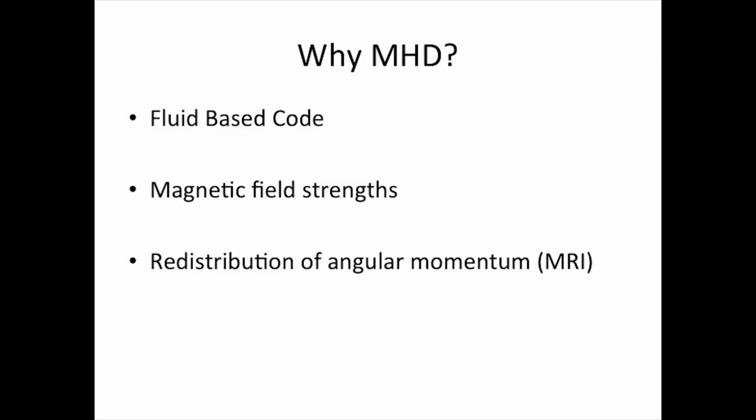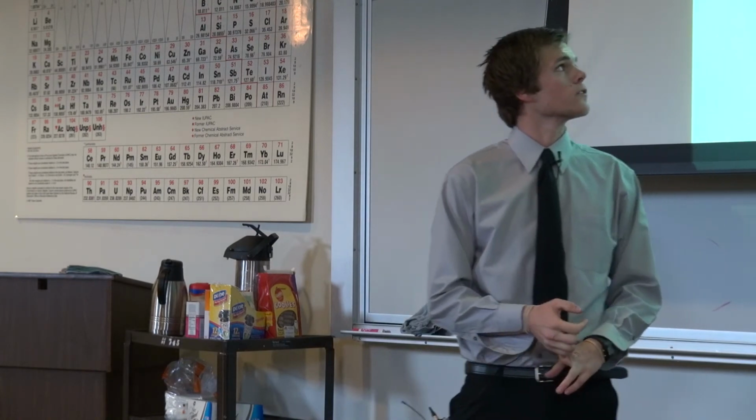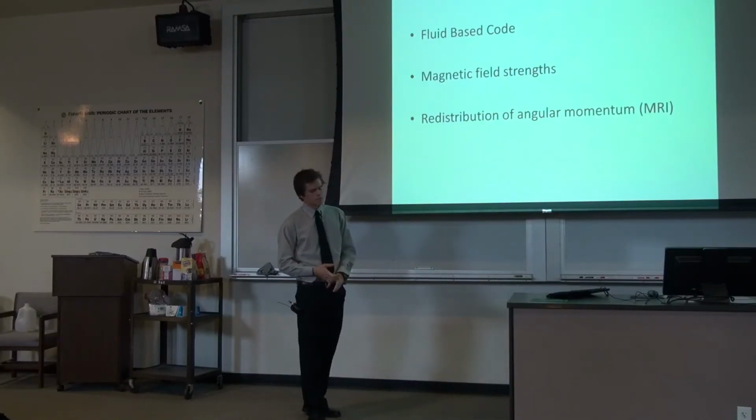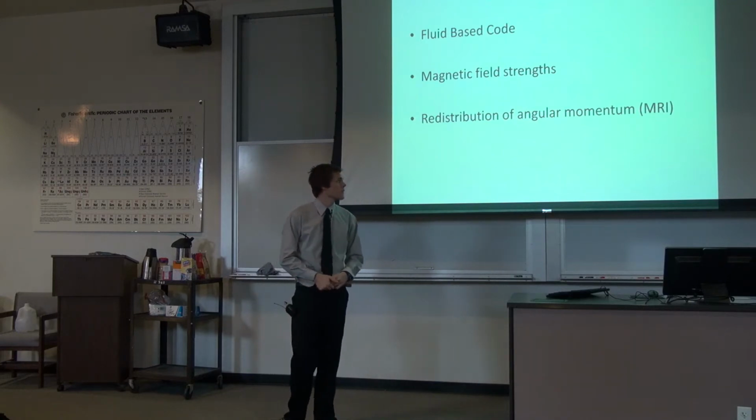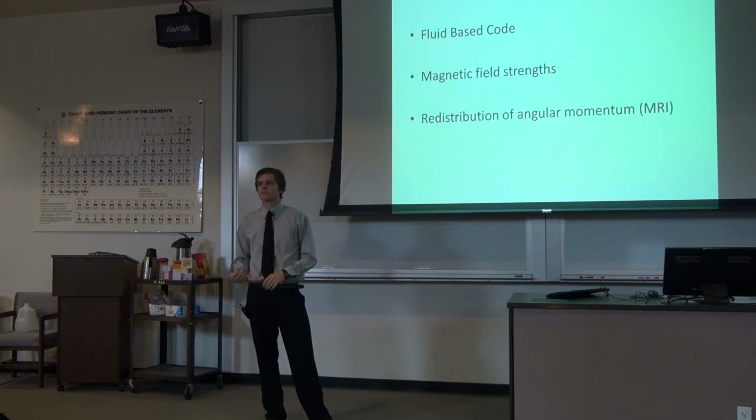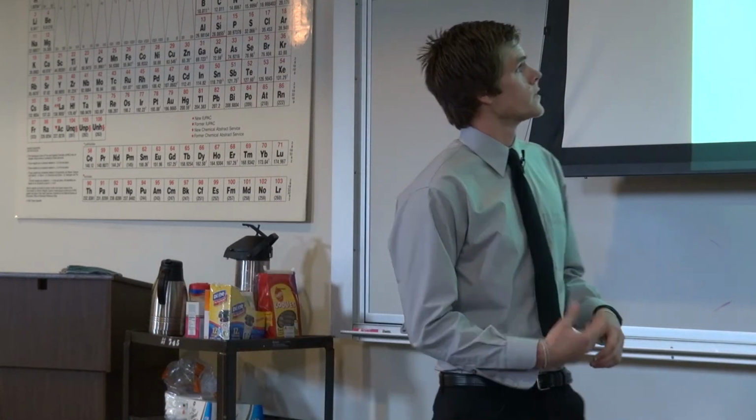Why MHD? First and foremost, it's a fluid-based code, which is good because ultimately that's what we're dealing with, a fluid in the interstellar gas cloud. Second, MHD allows us to take into consideration the magnetic field strengths that are going to be affecting the dynamics of this fluid. And thirdly, MHD allows for redistribution of angular momentum, which is really important in accretion disks, through a process called magneto-rotational instabilities. What that basically means is you have a turbulence within the fluid that allows for this redistribution of angular momentum, which we observe.